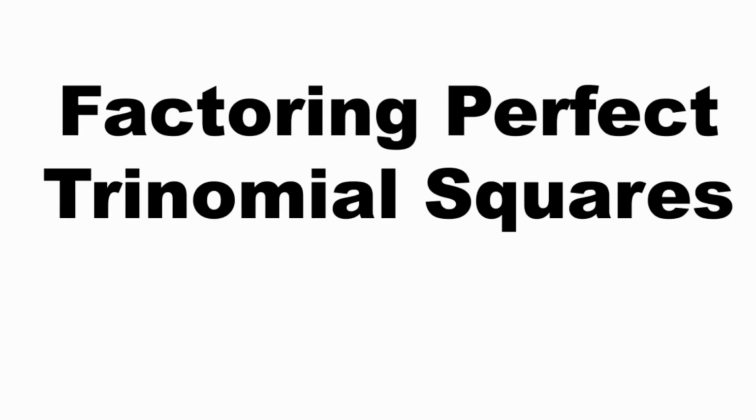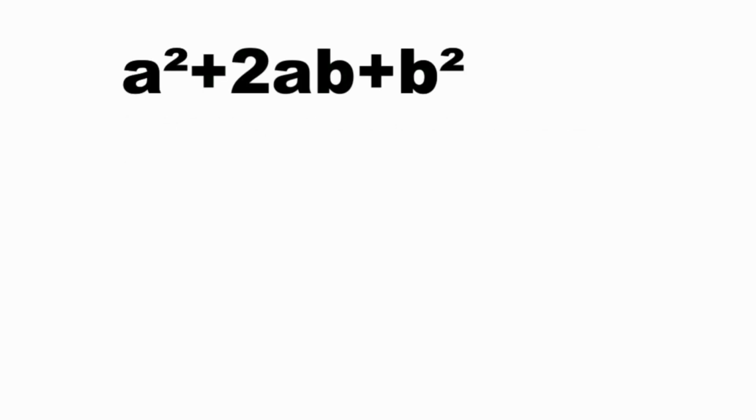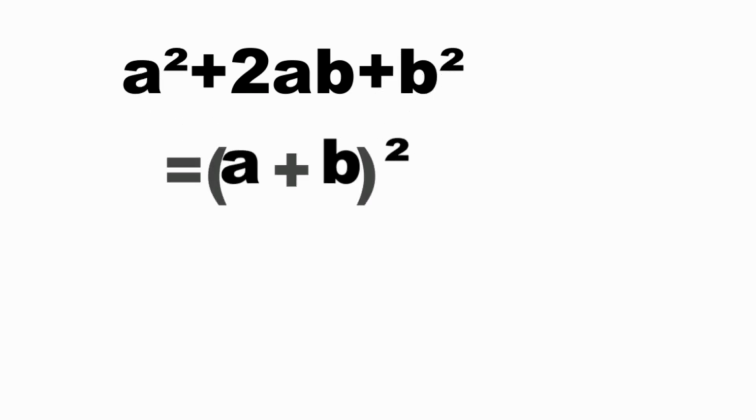Our topic for today is factoring perfect trinomial squares, this time with fractions. A perfect trinomial square has the form a squared plus 2ab plus b squared, and the factor for this is the quantity a plus b, squared.